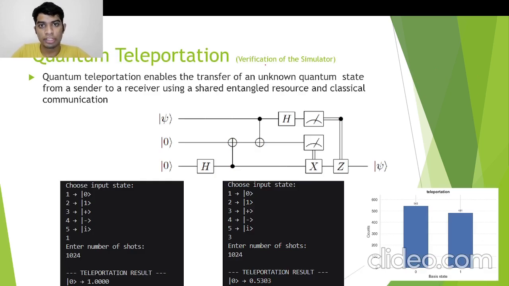The other algorithm used to verify the quantum simulator is quantum teleportation. Quantum teleportation enables the transfer of an unknown quantum state from a sender to a receiver using a shared entangled resource such as a Bell state. Through my quantum simulator, we can see that if ket 0 is sent, we receive ket 0 correctly, and if ket plus is sent, we receive ket plus correctly, with correct measurements. This is the corresponding graph.